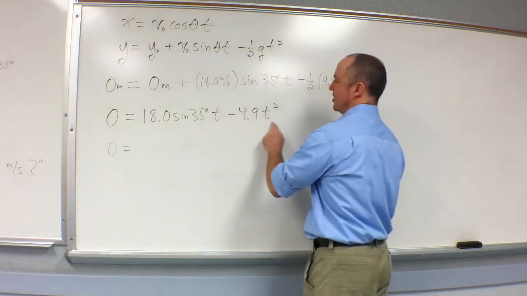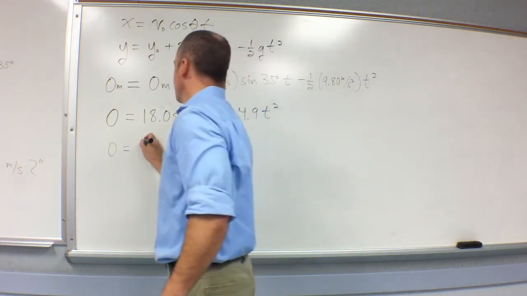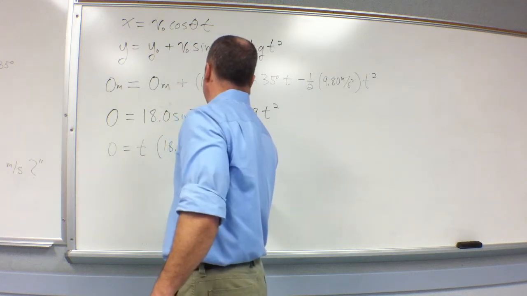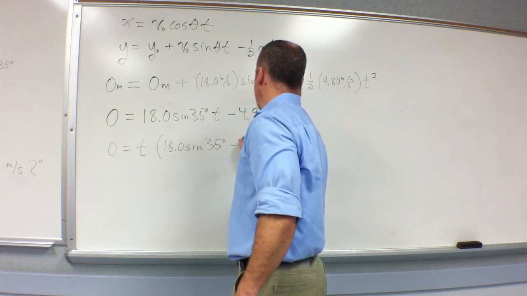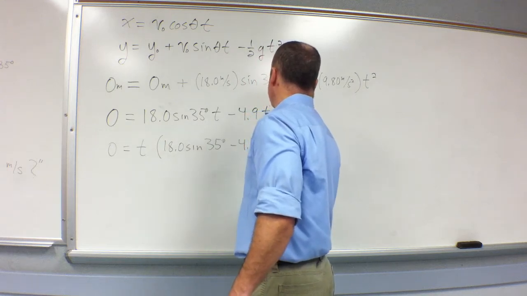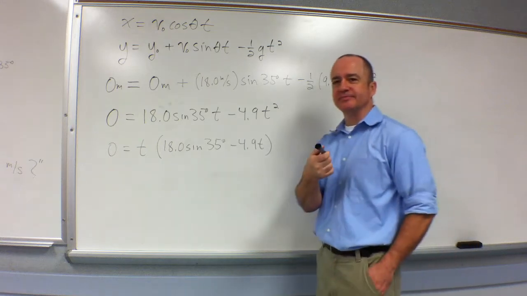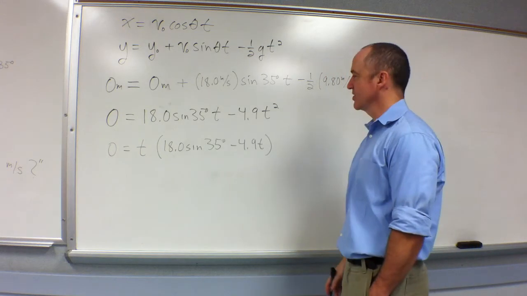I've got a t here and a t squared. I can factor a t out of the equation, out of both terms in the equation. Vishal, do you remember that from Algebra 2? Doing that kind of stuff?